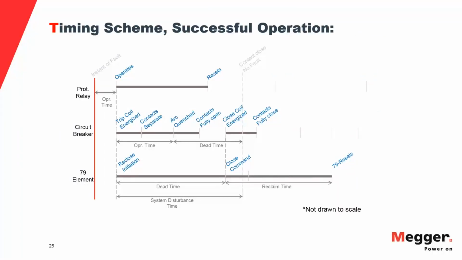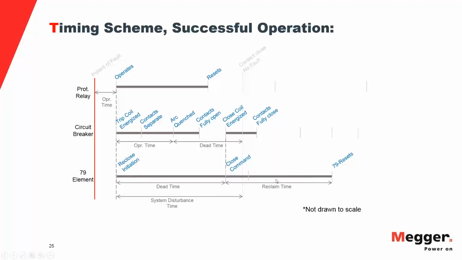For a successful operation, you have the same things in the beginning. You have a fault. You have the circuit breaker opening. All right. Then you have the 79 issuing the close command here. And then there is a time that the 79 element waits before it resets. Why does it wait for this time?